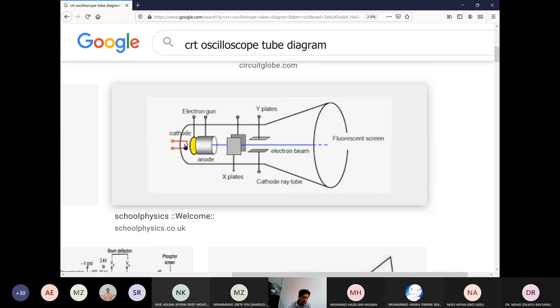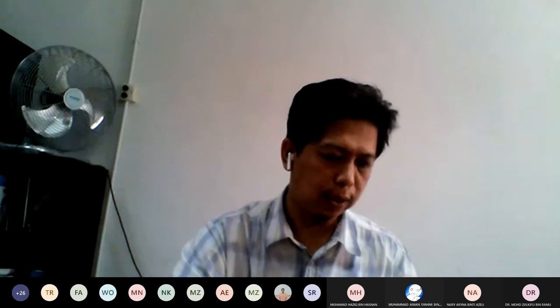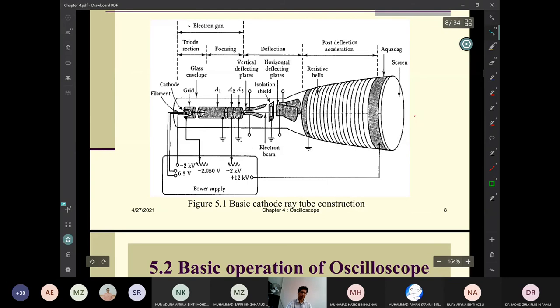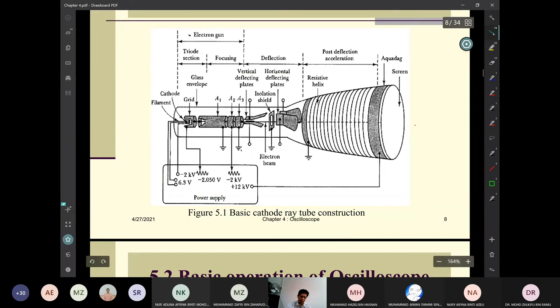Dan we have... so we return to our slide. So if you can see, this is green. Deflection plate dia mana ni? So this one, yang tegak punya, this one for vertical deflection plate. This one for horizontal deflection plate. Yang tulis ni, horizontal. And then this is vertical. And gun dia, mana gun? So this one is electron gun.